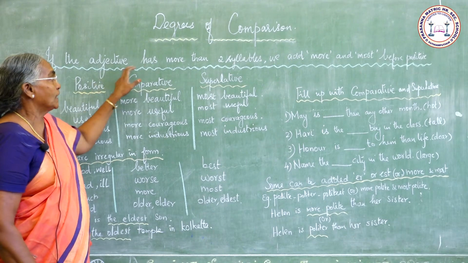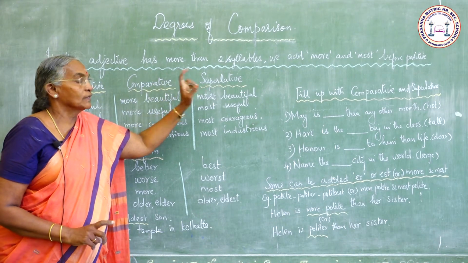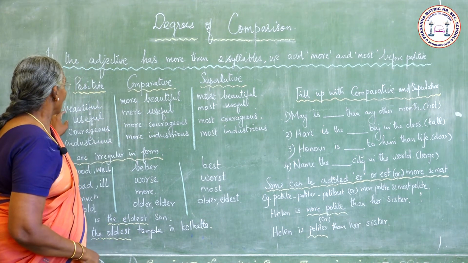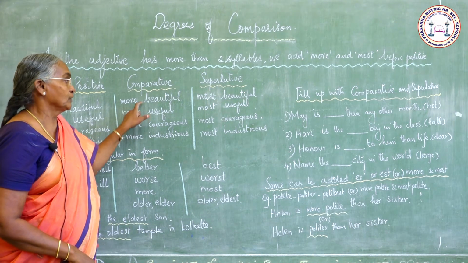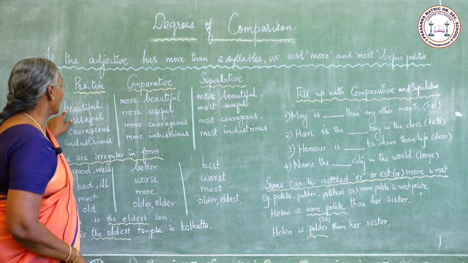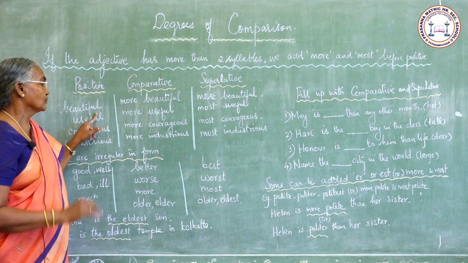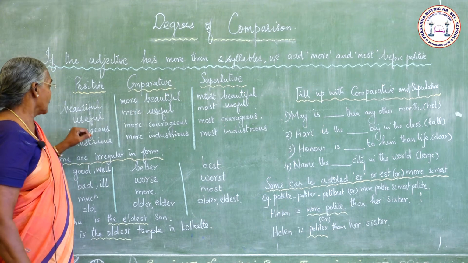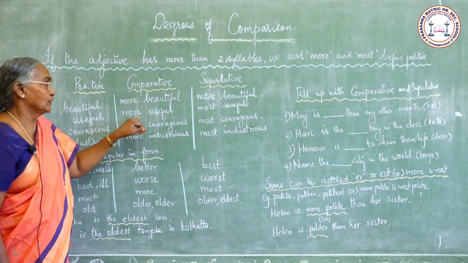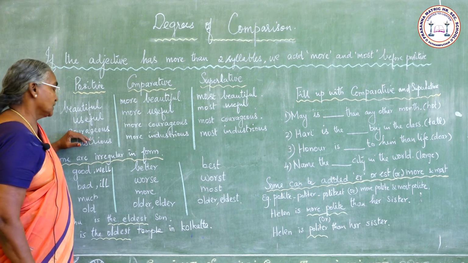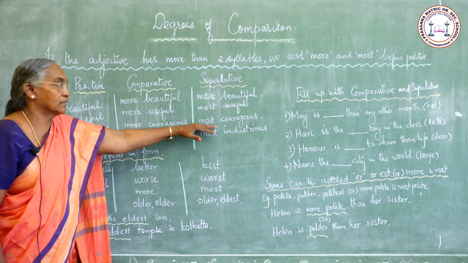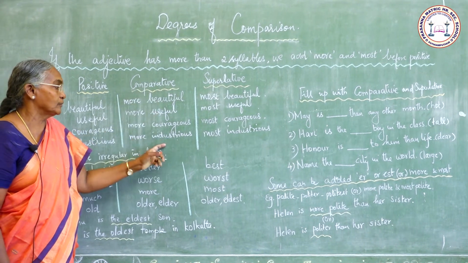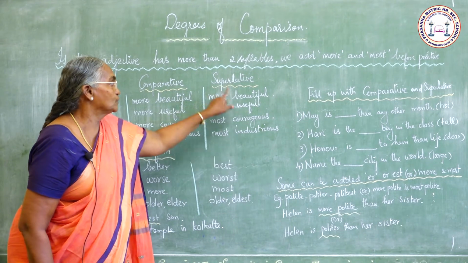If the adjective has more than two syllables, we add more and most before the positive. Beautiful, more beautiful, most beautiful. Beautiful has three syllables. So we add more beautiful and most beautiful. Useful, more useful, most useful. Courageous, more courageous and most courageous. Industrious, more industrious for comparative, most industrious for superlative.